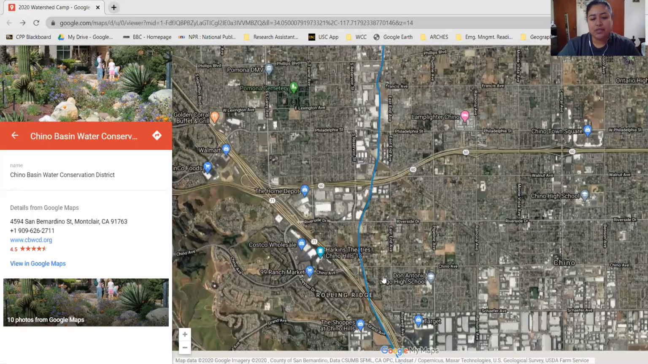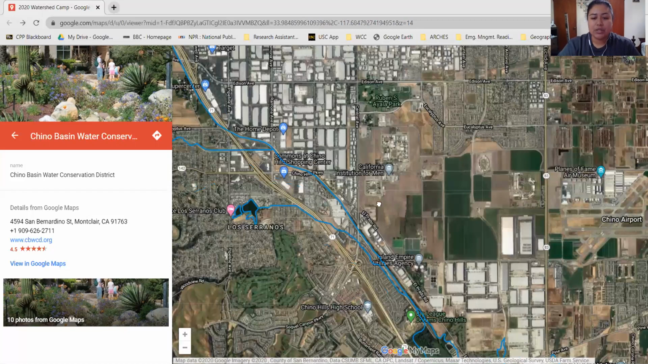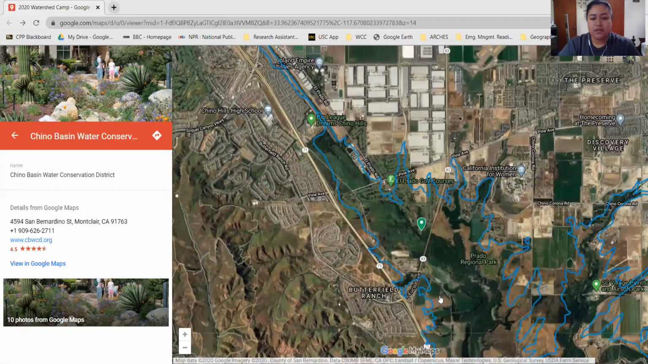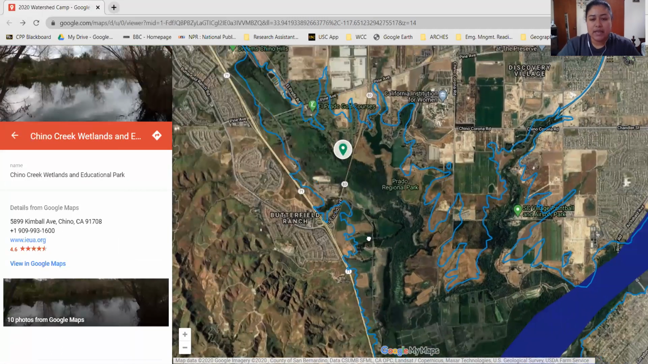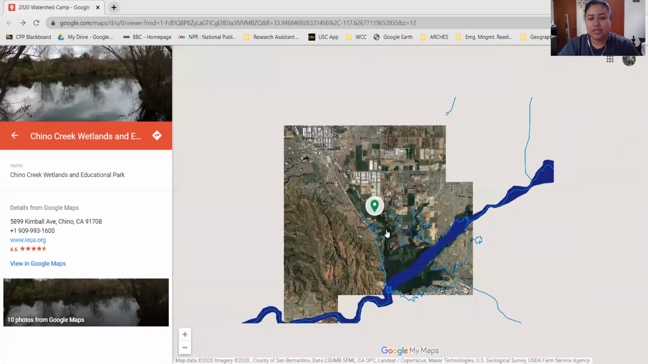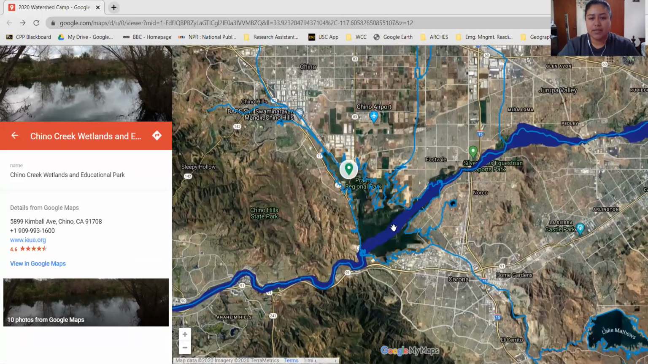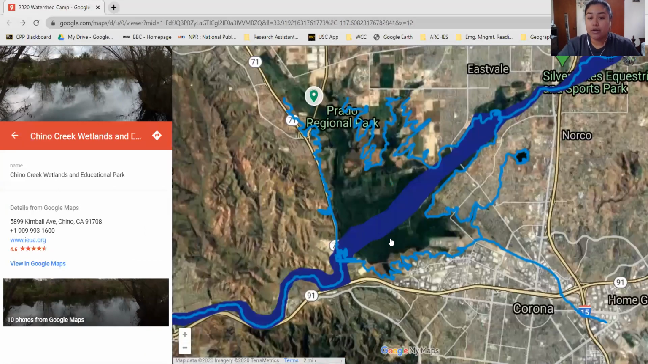I'm going to continue to follow San Antonio Creek down, down, down until we get to our next stop, which is the Chino Creek Wetlands and Education Park. Now, this area is very important because this is an inland wetland. You don't really see many of these, and so this is a very important area. As you can see, it is very green. I'm going to zoom out here so you can see the difference between this area and the rest of the map. This area is very green compared to what we are seeing around it. So what that means is that there's a lot of water.